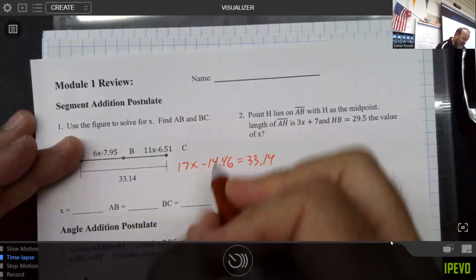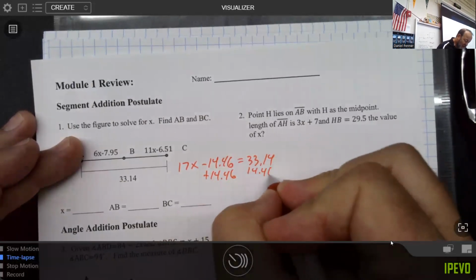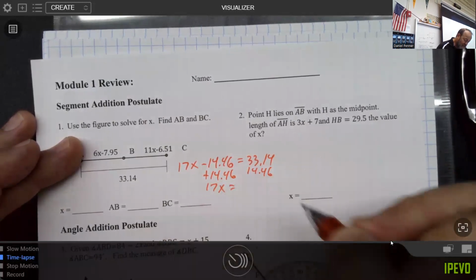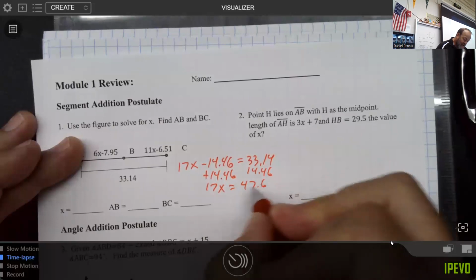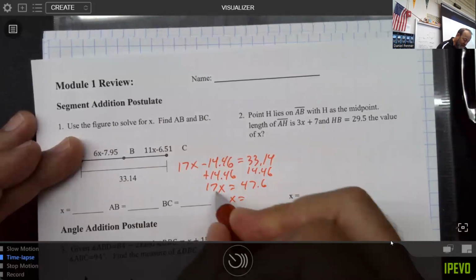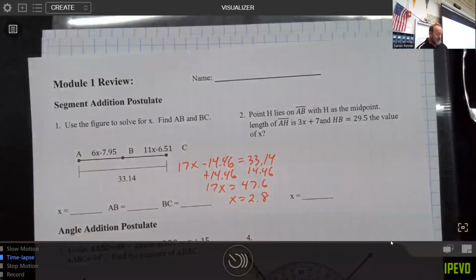We're going to go ahead and add that 14.46 to both sides. And we're down to 17x equals, let's see, I think that was 47.6. And then when we divide both sides by 17, we got a nice easy answer of 2.8.